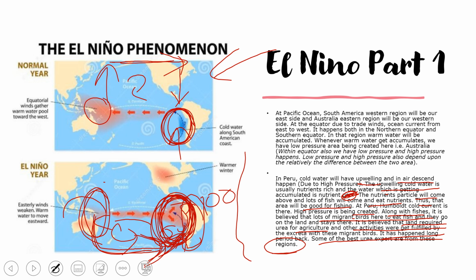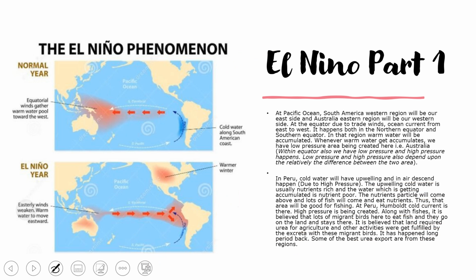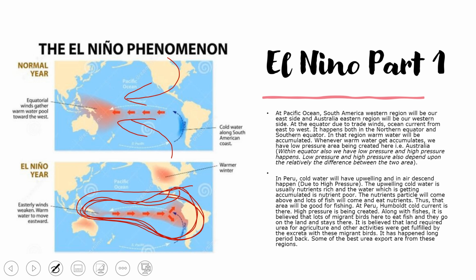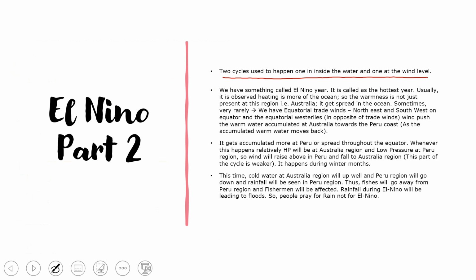But remember, I haven't explained yet why this is returning back. What is the reason behind the returning back of this warm water? I have explained it in the normal year: the northeast trade wind and southeast trade wind make it move to the Australia region. But why in the El Nino year is this returning back? We will explain it in just a short time.